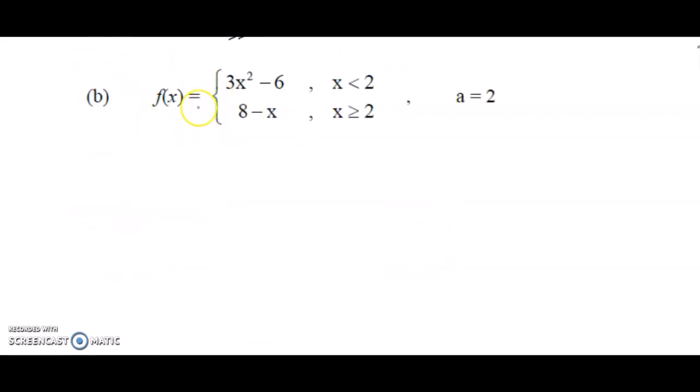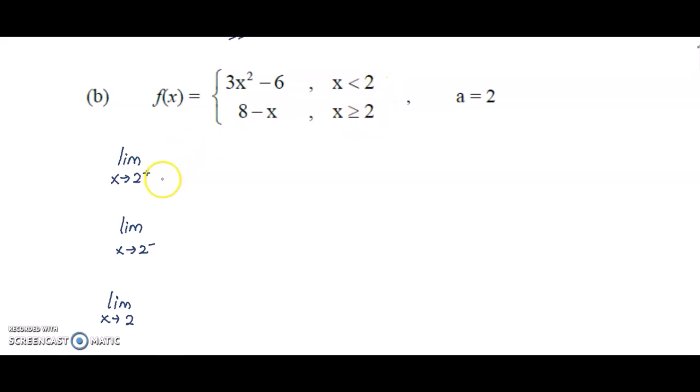Move to question B. The same thing, we need to get the right-hand limit when x approaches 2 from the right, the left-hand limit when x approaches 2 from the left. Finally, we will find the limit as x approaches 2. So firstly, we need to determine what is the suitable f(x) to put in, either it's 3x squared minus 6 or 8 minus x. So just consider whether 2 positive is in the first interval or second interval.